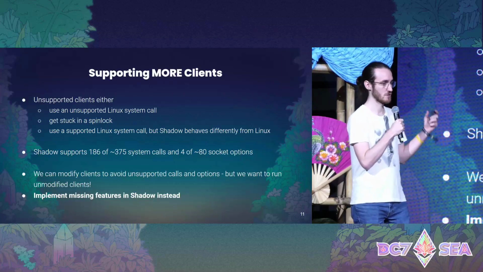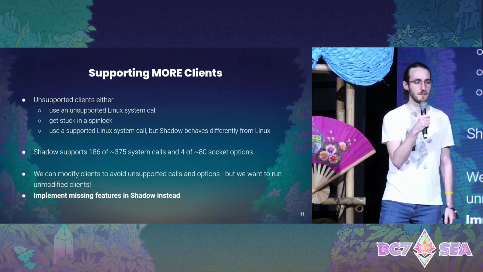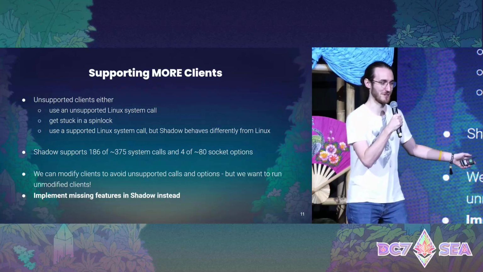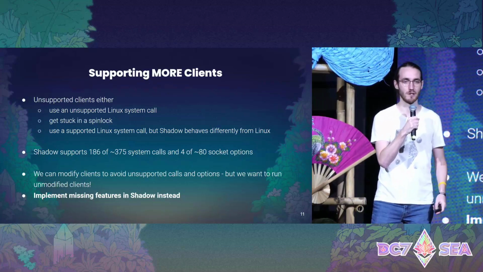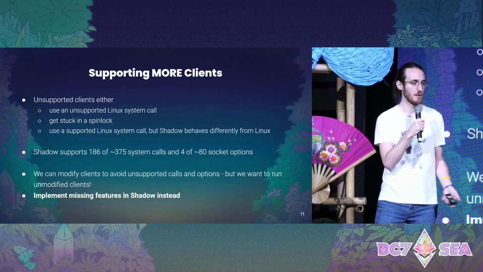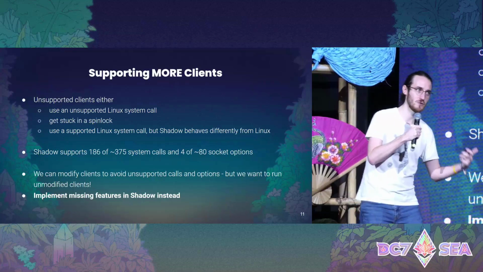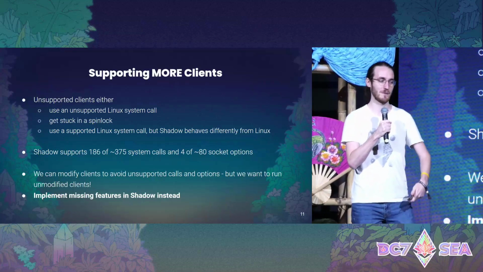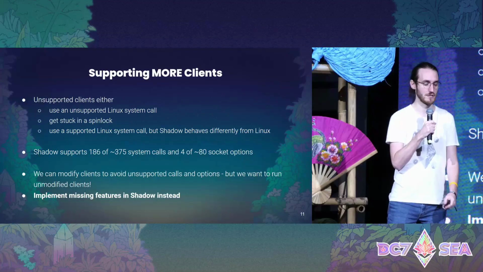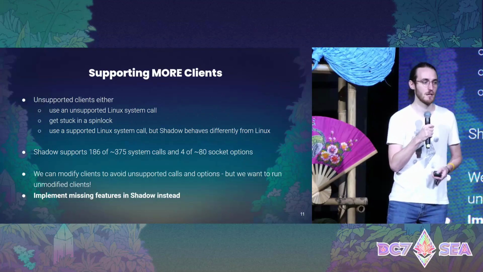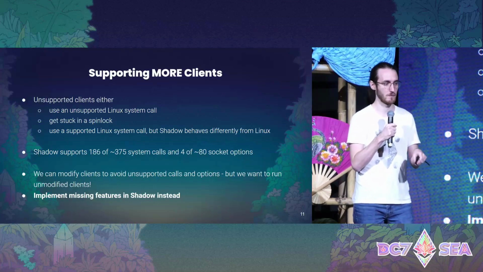Shadow currently supports 186 of approximately 375 Linux system calls. That's a lot of system calls. And only 4 of approximately 80 socket options that you can set when you are opening a TCP socket or UDP socket. To support all programs, we would have to implement all these system calls and socket options perfectly accurately, which is really hard to do and not really feasible on short notice. So we need to pick what we need.